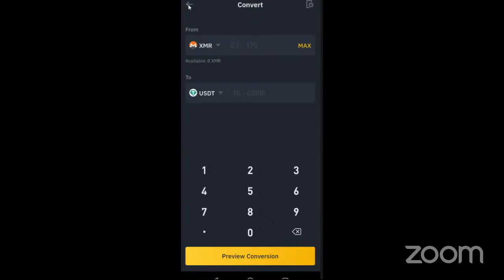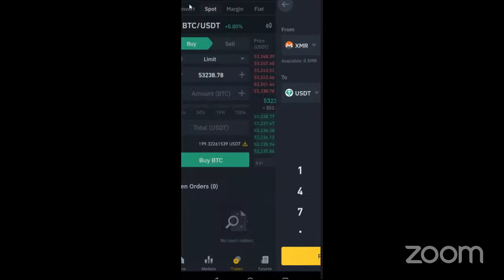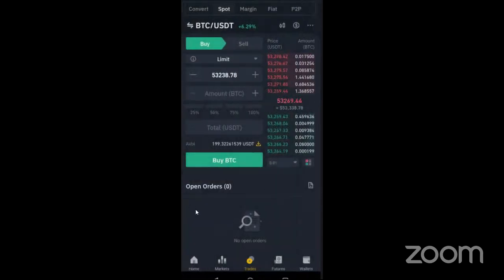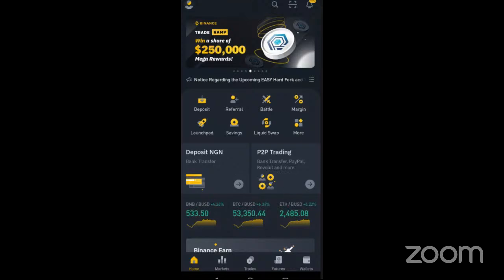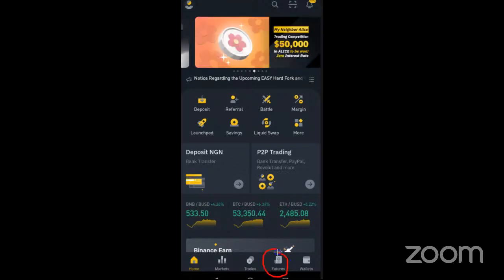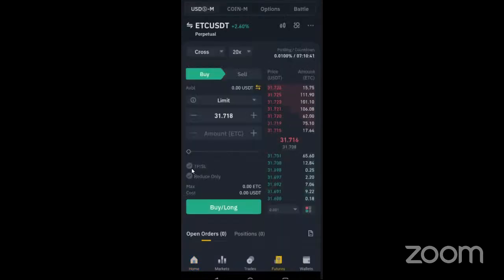Now we are going to look at how we'll take futures trades right there on our phone. So let me quickly go back to the home so that we can start from the first page. The very easy way for you to get to the futures trade, you can see right here, you have the futures icon, and all you need to do is click on that, and once you click it, it takes you to that page. It's almost exactly the same thing that we went through on the website.